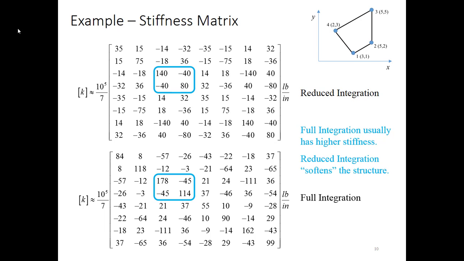So that means reduced integration effectively is going to soften the structure, and this is a common result that we see. Sometimes it softens it too much, sometimes it softens it just enough to offset the fact that FEA primarily is more stiff than necessary. So sometimes people will use reduced integration in order to deliberately reduce the effect of a too stiff structure.